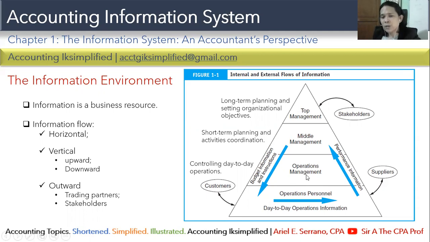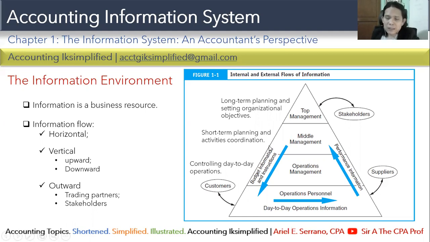Kasi ito operations management, no? The lower management. So meaning to say, from operations management up to the top, they are management, no? Etong nandirito sa baba, they are the rank and file. Now, information flow either horizontal, pag sinabi nating horizontal, pahiga, or kaya naman vertical. Now, yung vertical, maaring upward yan, pataas, o kaya naman downward, pababa.